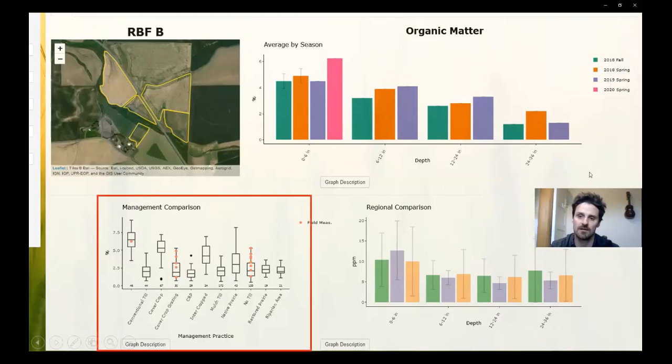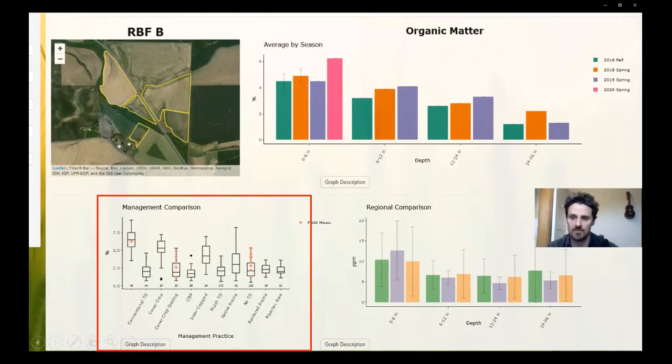The second figure is a management comparison. These are box plots of all the different management practices that we've been sampling. You can see those red circles are indicative of the management practices that this particular producer has on his farm. So you can see how the samples that we're collecting on their place stack up across multiple management systems or management practices.